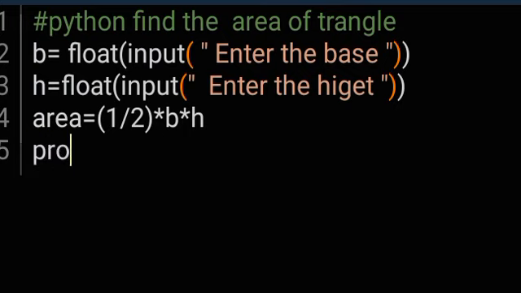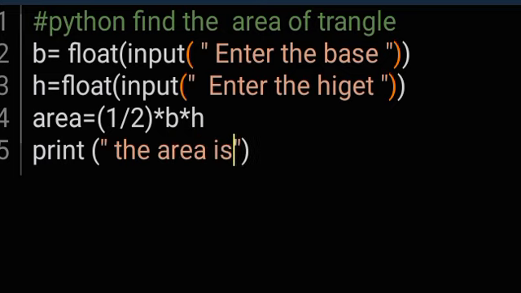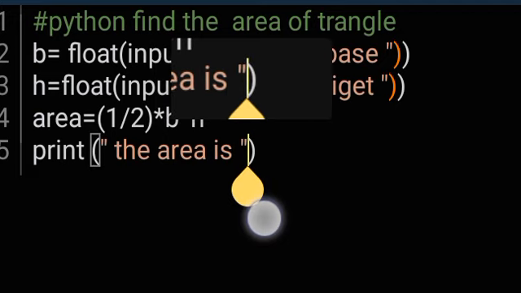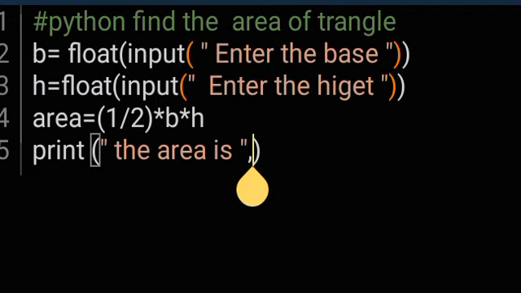Now to print out the result, our result now is equal to the area is, comma, one single comma, area.